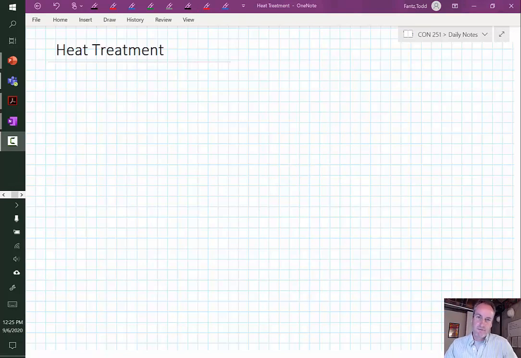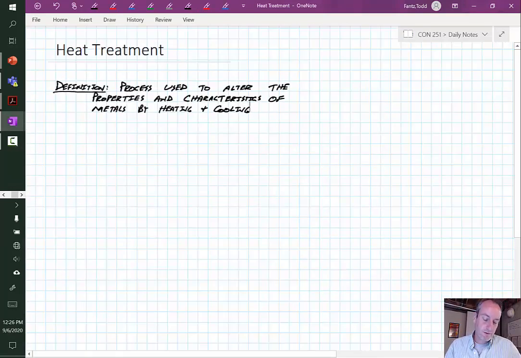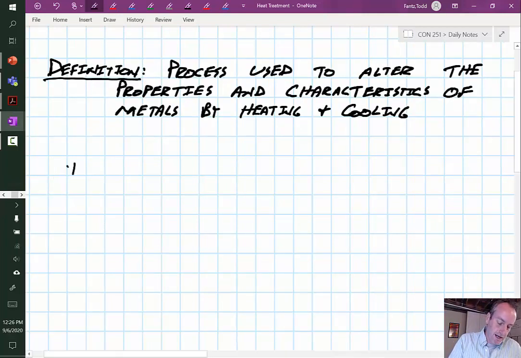So let's start with the definition of heat treatment. Like I just said, what we're talking about is a process used to alter the properties and characteristics of metals by heating and cooling. So there's really three steps or three stages to this process. So let's jot down those three stages.